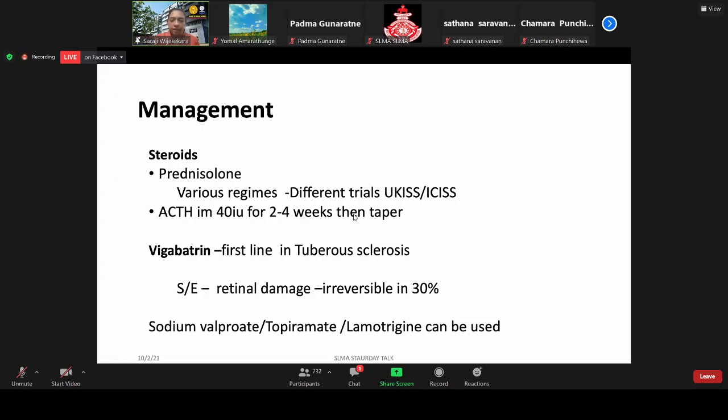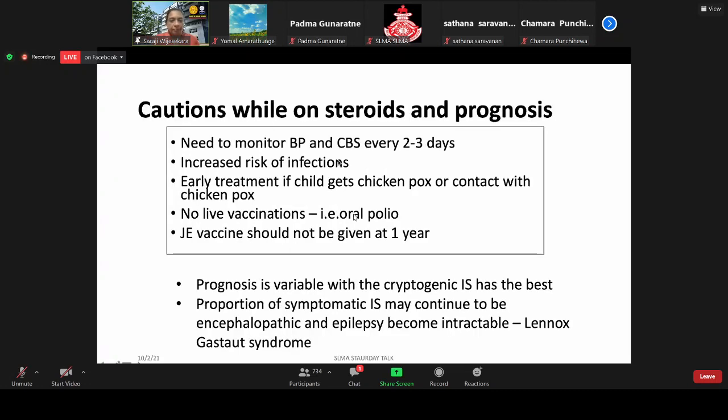But of course, the side effect is retinal damage, which is irreversible in 30%. So that is a concern. And then the other drugs like sodium valproate, topiramate, and lamotrigine can be used, but this is after the initial treatment trial with the steroids and the vigabatrin.